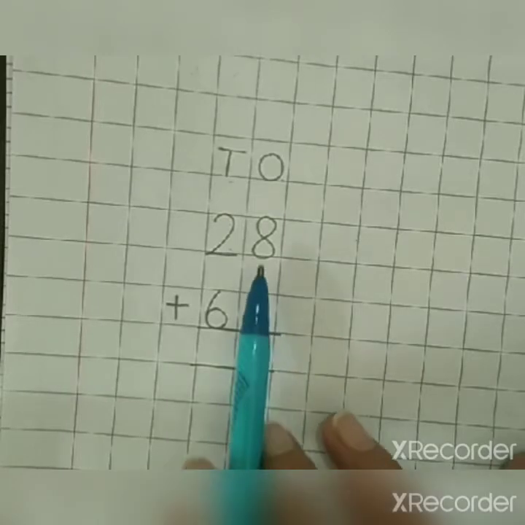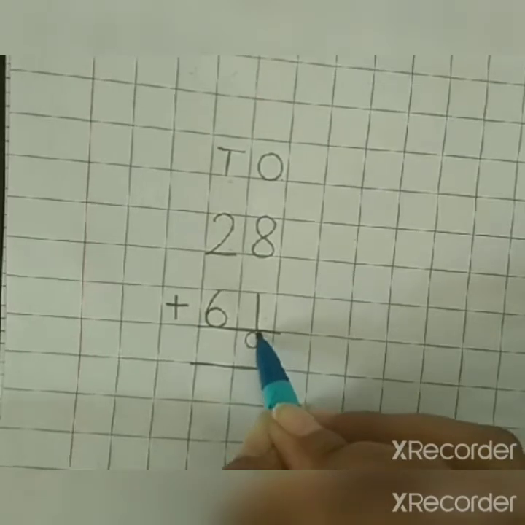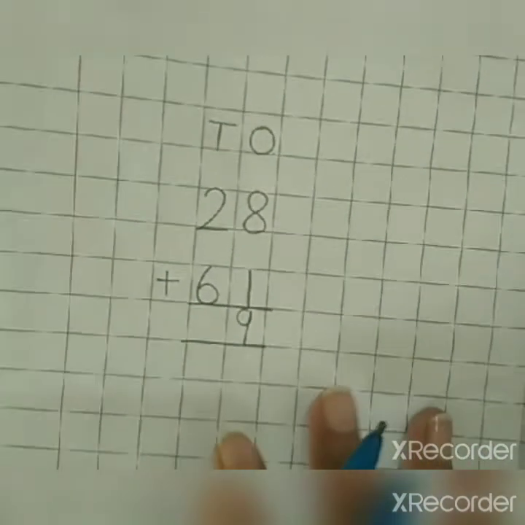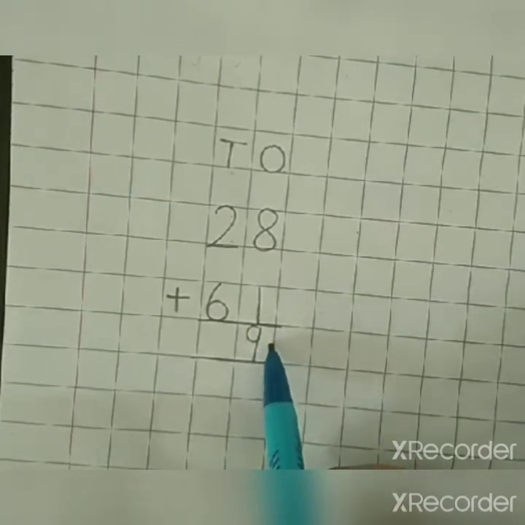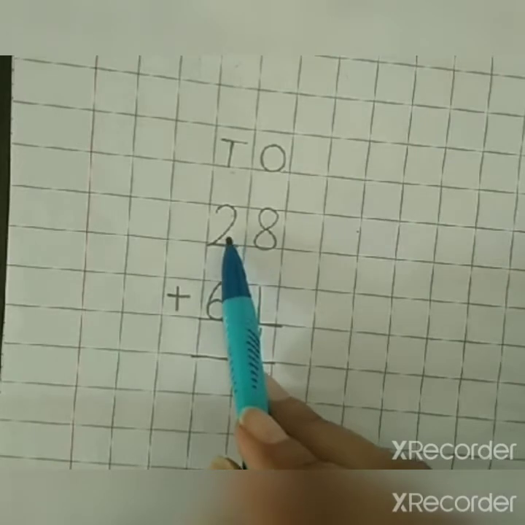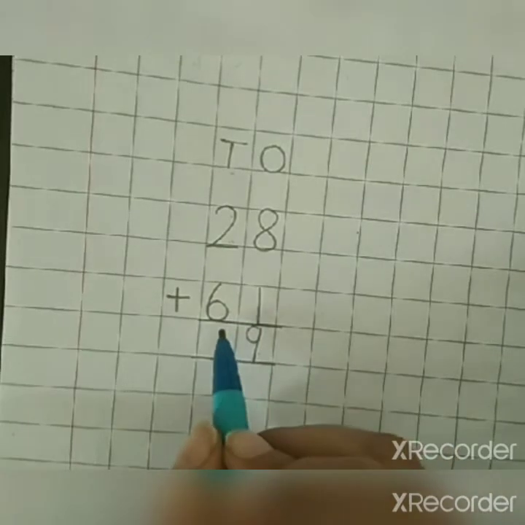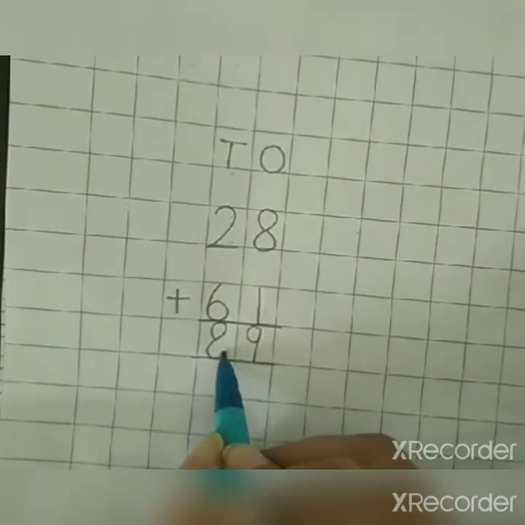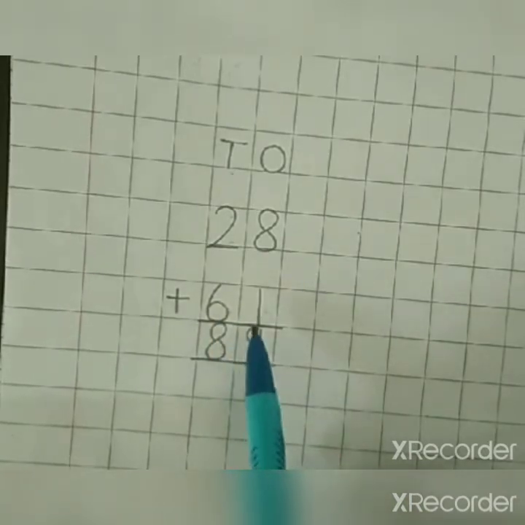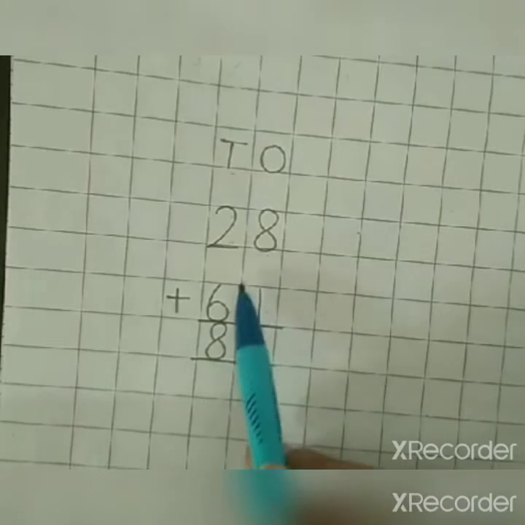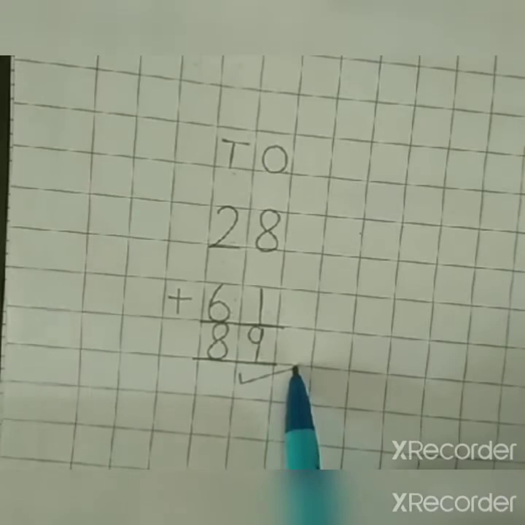So 8 plus 1 is equal to 9. Write 9 under the ones place. Now we will add 2 plus 6. 2 plus 6 is equal to 8. 8 you will write under the tens place. Therefore, 28 plus 61 is equal to 89.